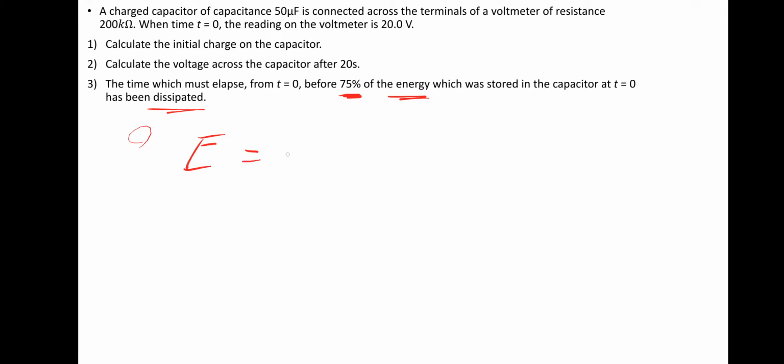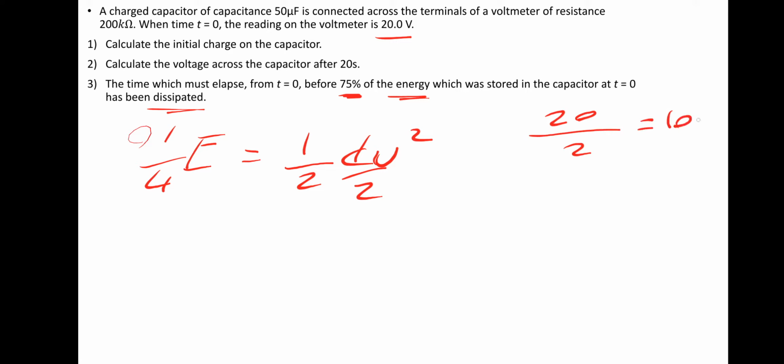But energy is equal to half CV squared. And we've got a quarter of energy remaining because 75% has dissipated. And a quarter of the energy is half of the voltage because a half squared is the quarter which is required. So the voltage is half of the initial 20, which is 10. So 20 divided by 2 gives us the 10 volts.